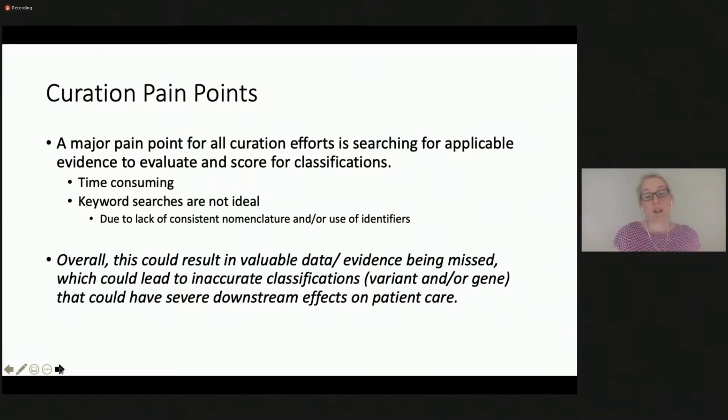So overall, we all know, but it's best to reiterate, if we can't find the data that we need, this can result in valuable data being missed. And when we think about these gene disease relationships or variant pathogenicity and classifications, this could lead to inaccurate classifications and can have severe downstream effects on patient care. If we're missing a piece of data that goes from VUS to a likely pathogenic, that's really critical data for that patient, and that could affect their downstream treatment, especially if there are gene therapies for their specific variation.